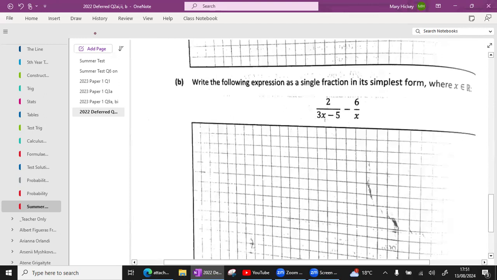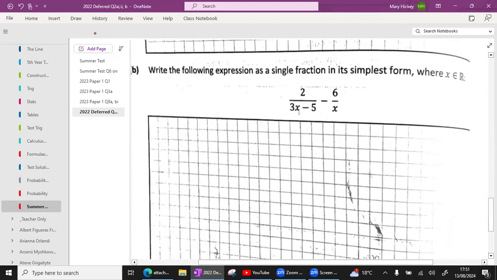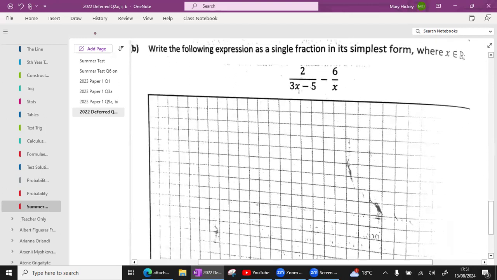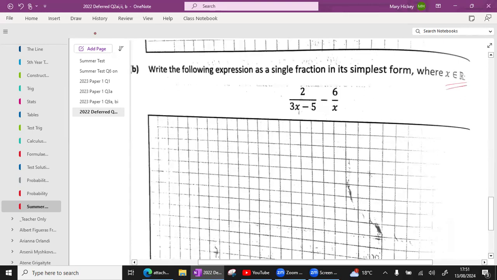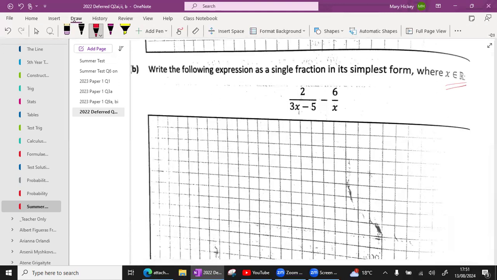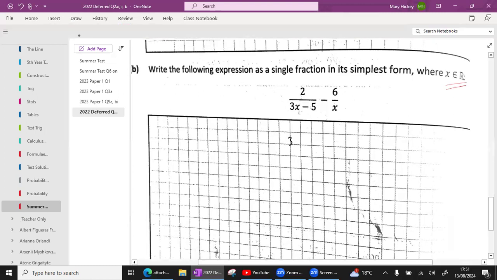Okay, so the next part is part B. Write the following expression as a single fraction in its simplest form where x is an element of R. So x can really be anything except a complex number, and we'll be covering complex numbers next year. So I need a common denominator because I have 2 fractions. So 3x minus 5 superglued onto x. The 2 already has the 3x minus 5 part, so it's just going to get the x minus 6. The 6 already has the x, so it's going to get the 3x minus 5.